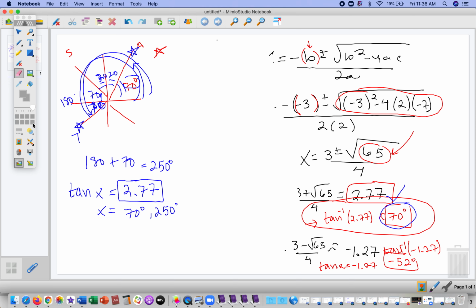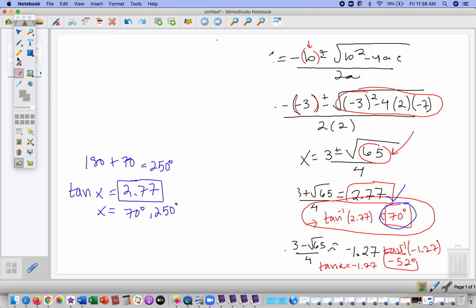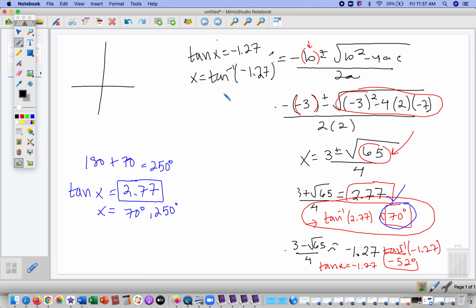And then lastly, if it says tan x equals negative 1.27, right? You can't look at your unit circle and figure that out, right? Because negative 1.27 isn't on the unit circle. So when we put it in our calculator, we get negative 52 degrees. So what it's saying is at this spot, negative 52 degrees, we'll have that ratio.